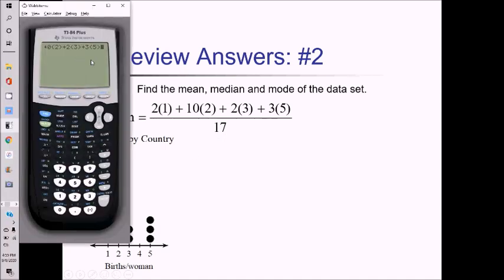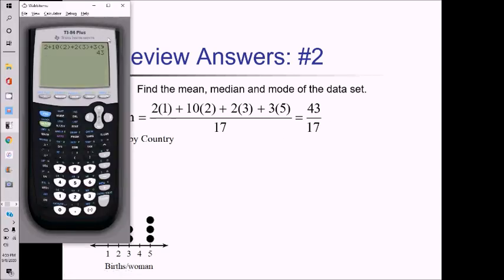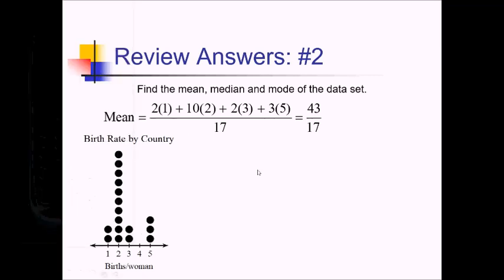So adding up everything in the numerator on my calculator, that's 43. So we have 43 divided by 17, which going back to my calculator, let's divide that by 17 to get 2.53, because I'm rounding off to the nearest hundredth on this. So that's my mean.